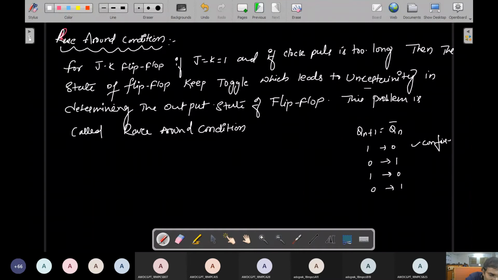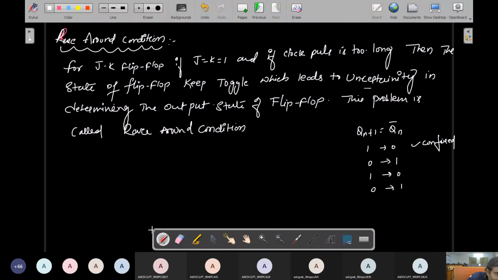Due to this confusion, the JK flip flop cannot identify which state to implement. So every time they are giving 1 0 0 1 up to a long clock pulse. As long as the clock pulse is high, this toggling will be continuous. Once the clock pulse is low, the toggling stops and it shows only the low value. So basically in the wave pattern you can understand what the race around condition is.